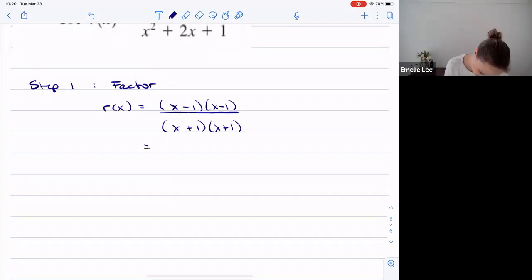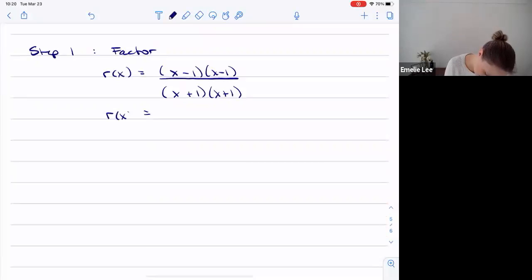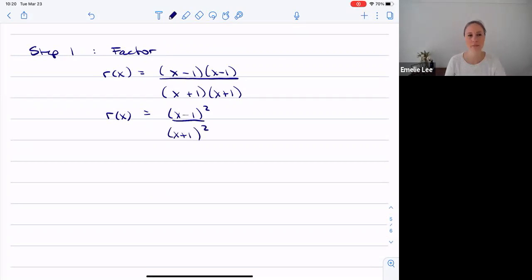Okay, so what we can do is we can rewrite this as R of x then is (x minus 1) squared over (x plus 1) squared. Okay.